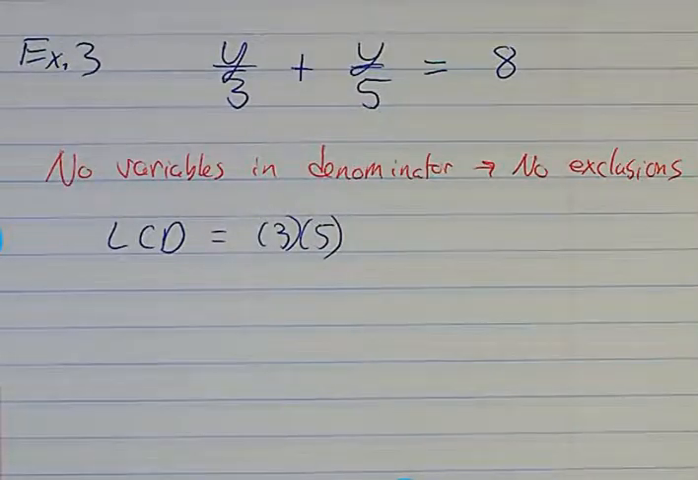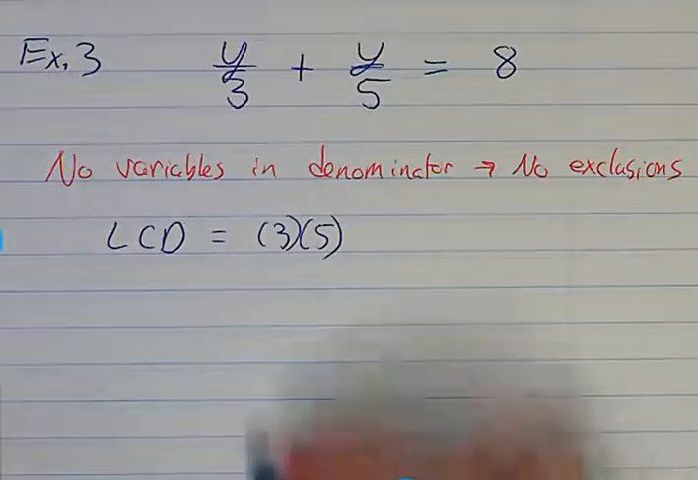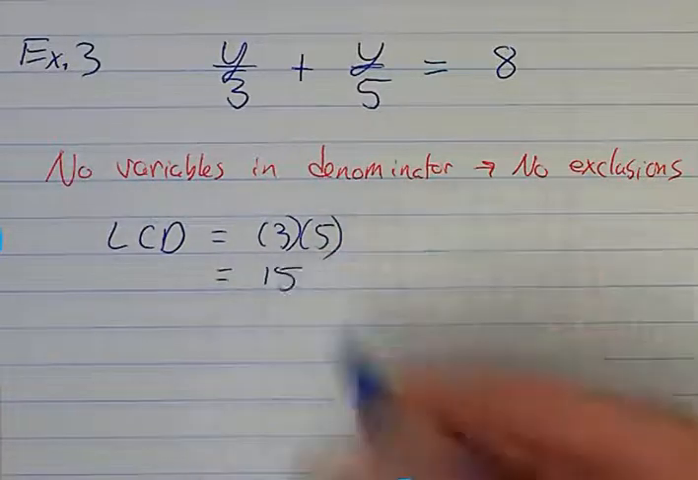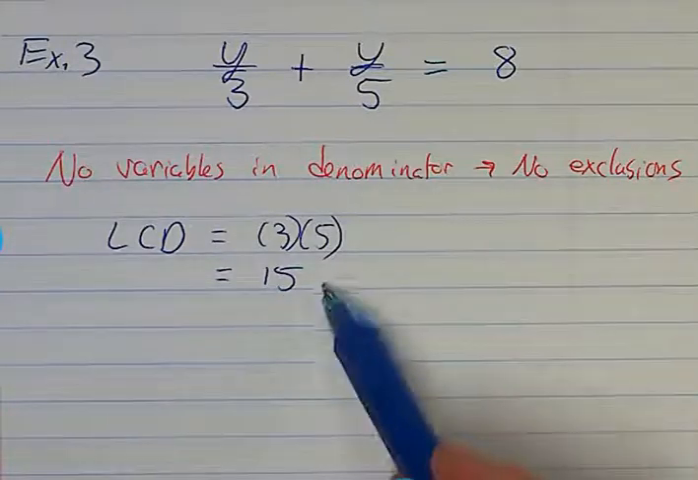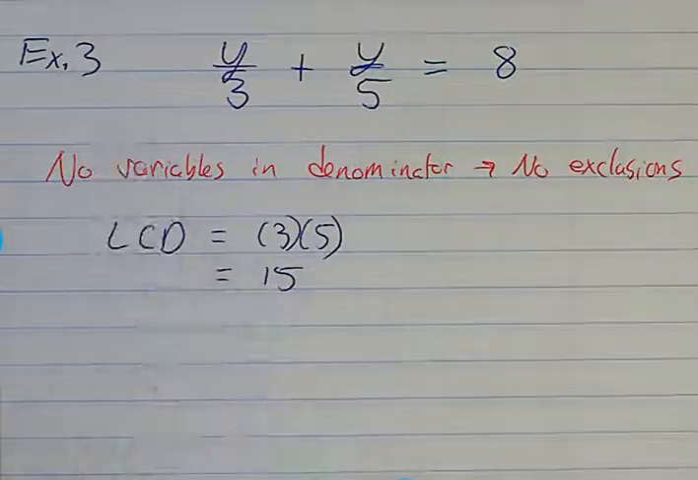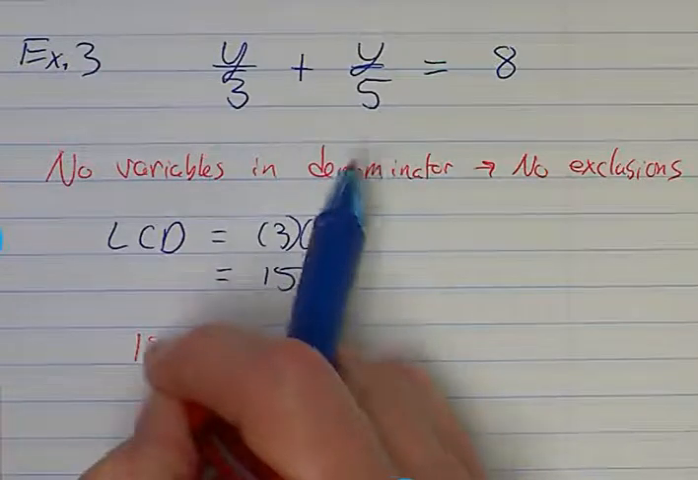Well, if it's the two numbers, you just multiply them together, right? 3 times 5 is 15. There you go. So, no restrictions. We've got our least common denominator, so now we're going to take every single problem up here and multiply it by 15.